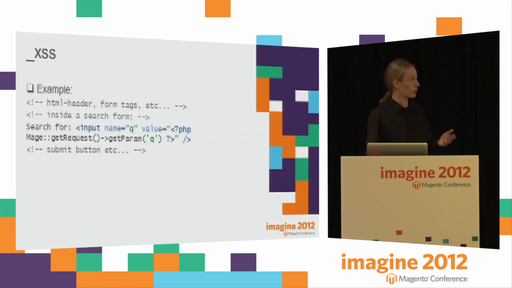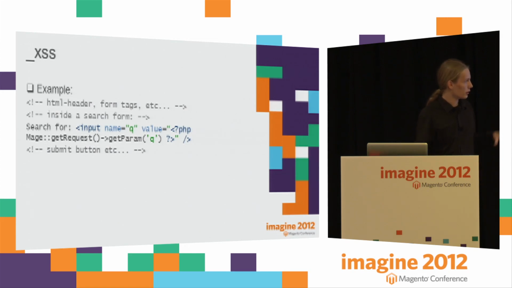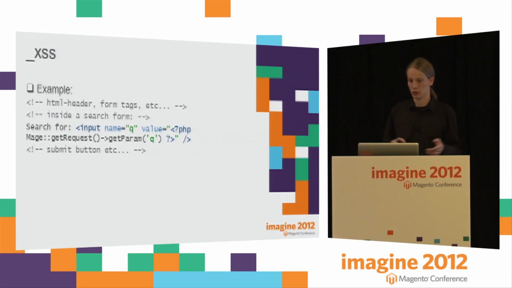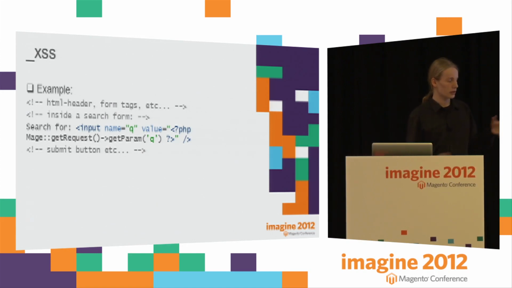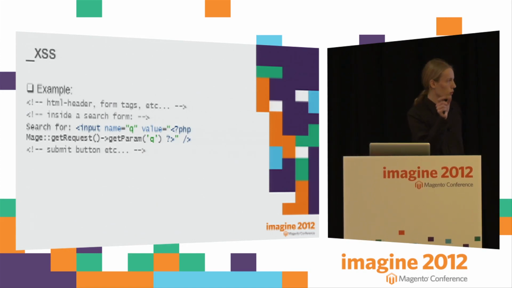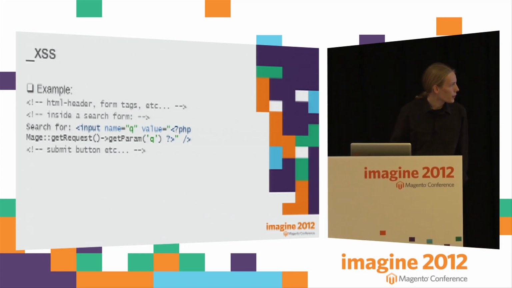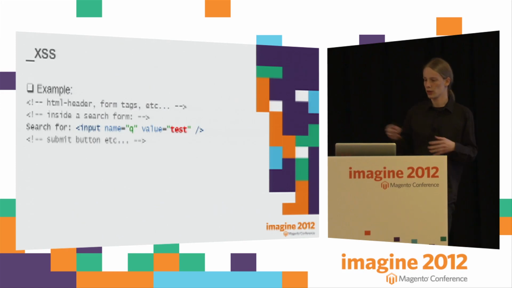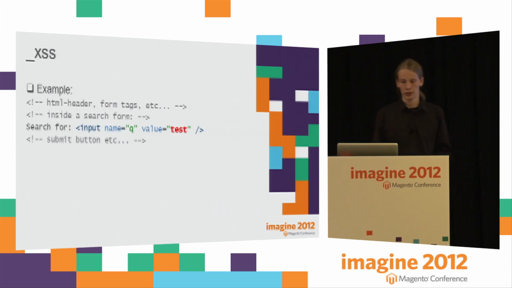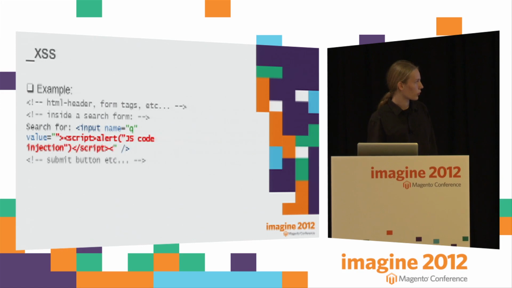And the code, for example, basically looks like this. This is just a little search formula with an input, and it uses Mage get request get param q for the query to print it after a query, to have the search query still in the box. So the problem is, this is how it looks usually. Someone searches for test, and then it also appears in this box, whatever.